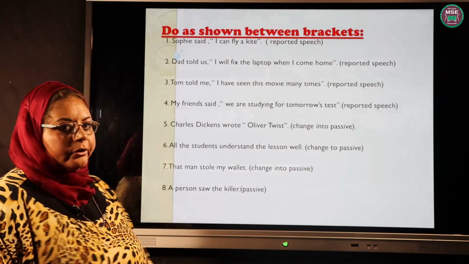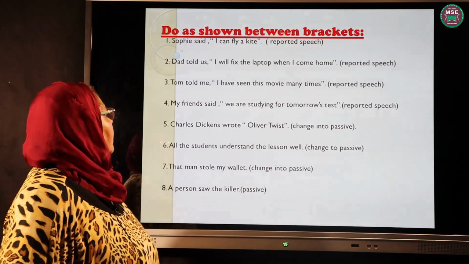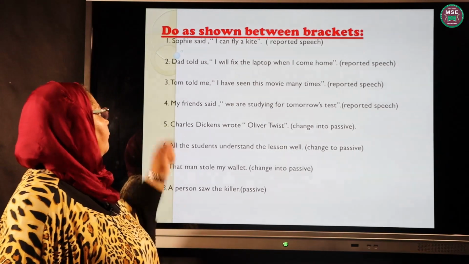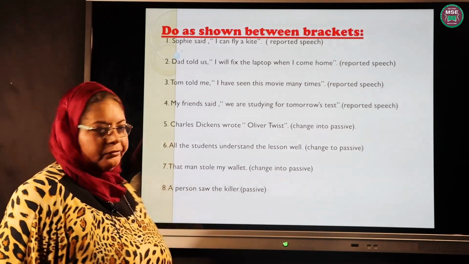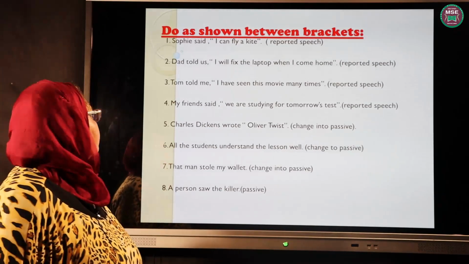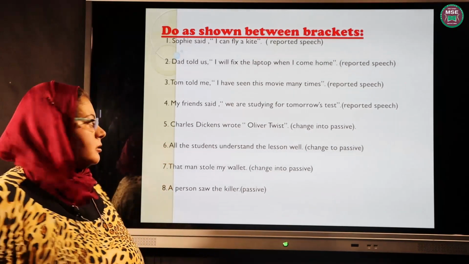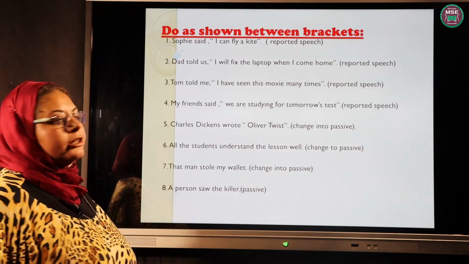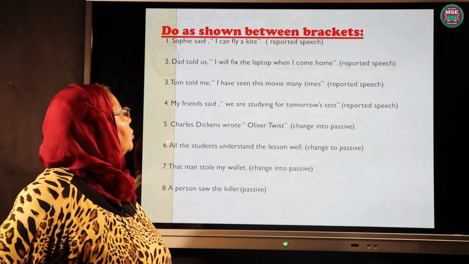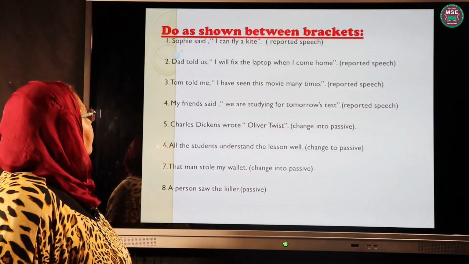Let's move to another exercise. Do as shown between brackets. Here, in this exercise, I'm dealing with reported speech and passive. Okay, we took these two lessons last term. Sophie said, "I can fly a kite." Do you remember in reported speech how to change from direct speech to indirect speech?